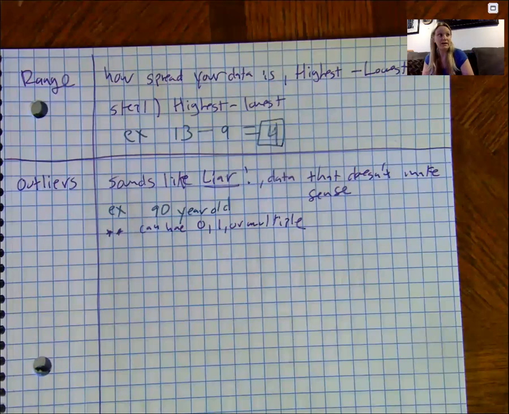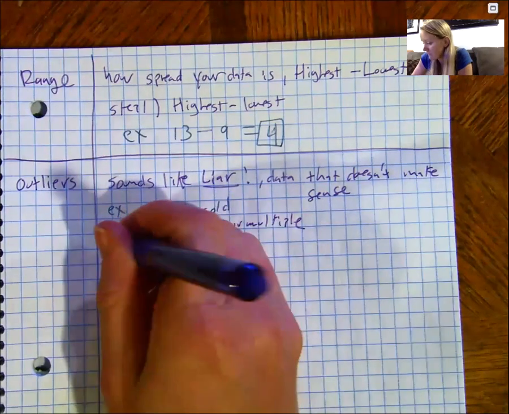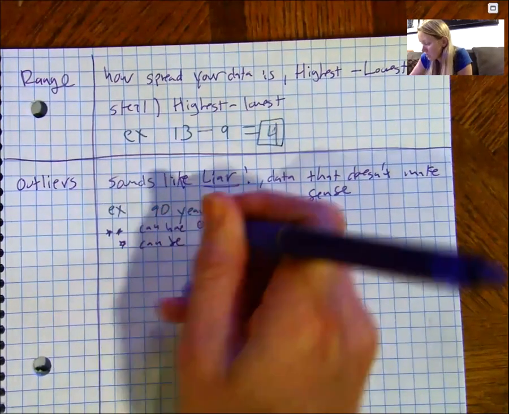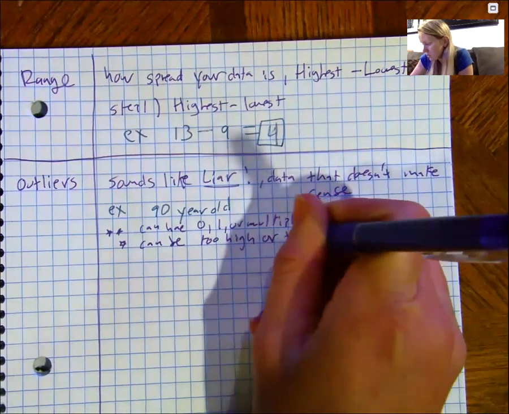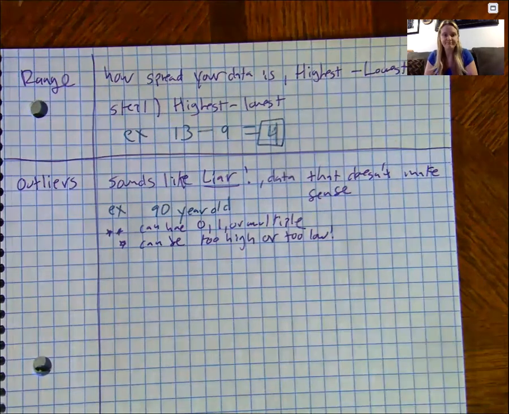Let's say we had another question. We were asking how many words you can type in a minute, and most people could do 60, 70, 82, 50, and one person could only do 1. They would be an outlier because they were too low. So that's another thing. It can be too high or too low.